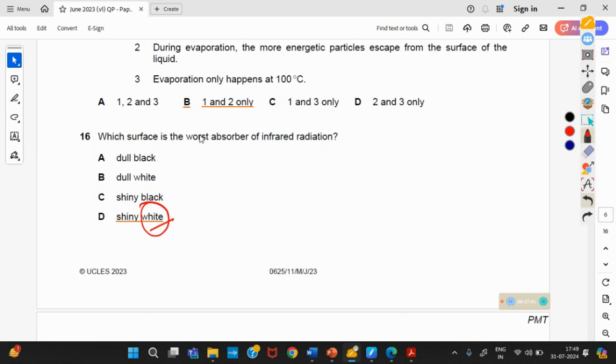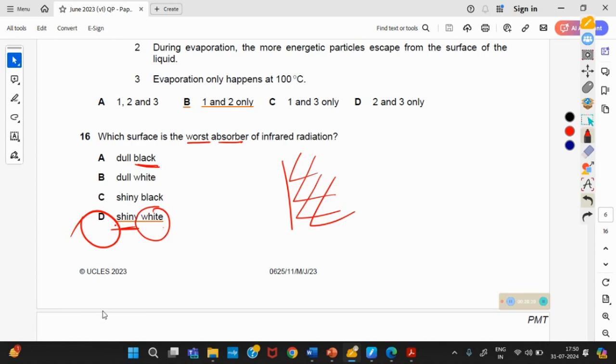Which surface is the worst absorber? White is a bad absorber. Black is a good absorber. So in case of worst absorber, it should be white. Now if the surface is shiny, it will reflect most of the radiation falling on it. So option D is right. Shiny white.